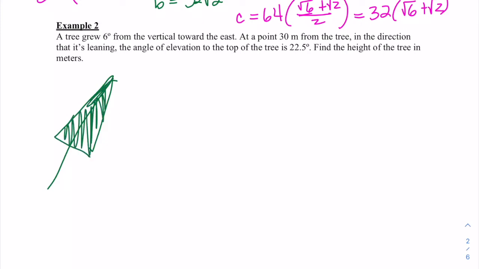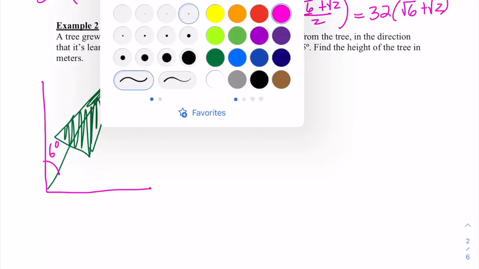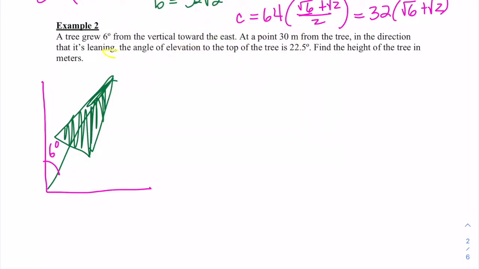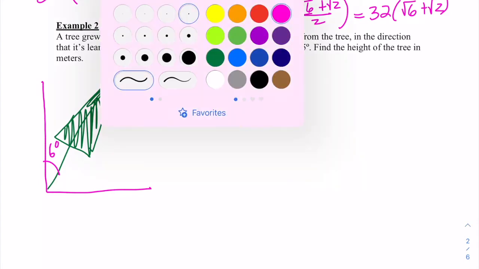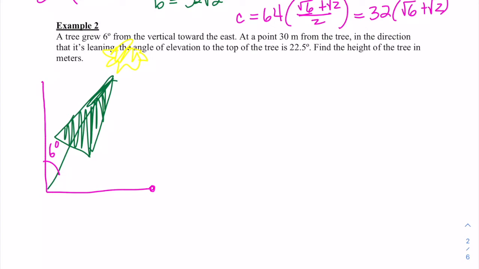This is a big lean here, but we're saying that this tree, and I'm going to use a different color here, is leaning at 6 degrees from the vertical, and you would usually have the sun up here. So plants do grow towards the sun here. There you go. And we have another data point. So from here, a point that's 30 meters away from the tree, the angle of elevation, this angle would be 22.5.